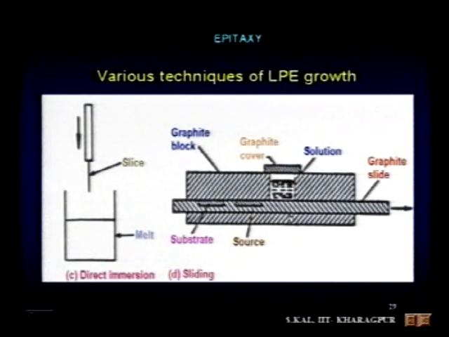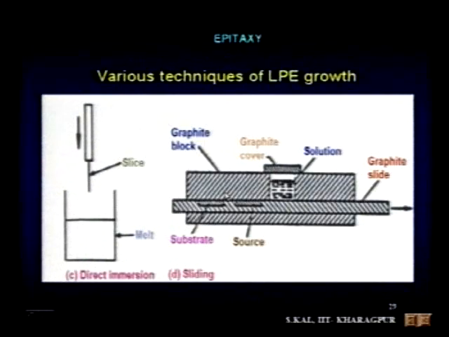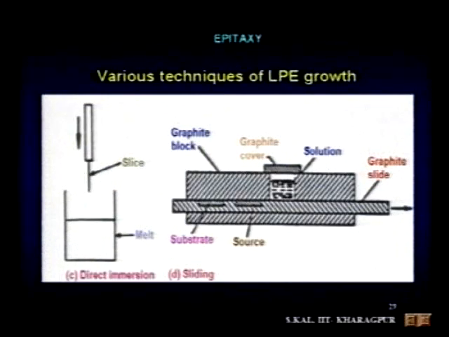So for example, if the original is a gallium arsenide substrate, you want to have gallium aluminium arsenide. So gallium arsenide, then say aluminium arsenide, then gallium aluminium arsenide, three layers. In the three groups, in one group you keep the melt of gallium arsenide, then gallium aluminium arsenide, then again gallium arsenide. So in this fashion, you can have multiple layers of film in the sliding technique.